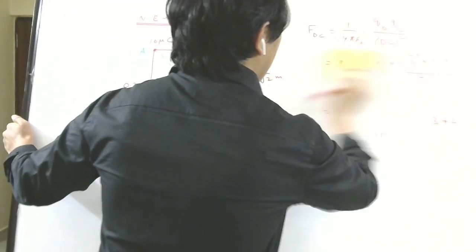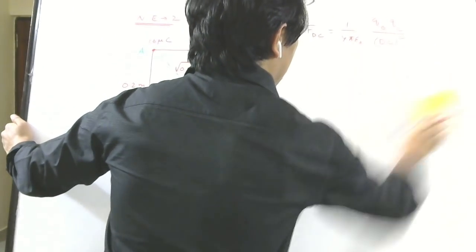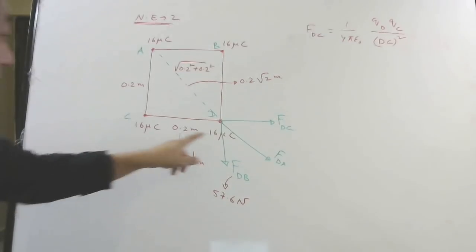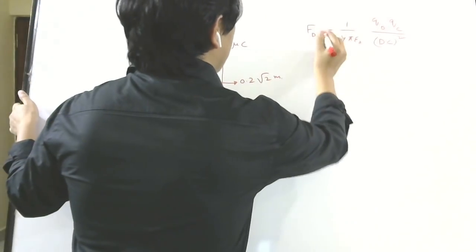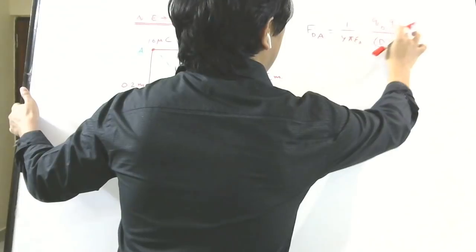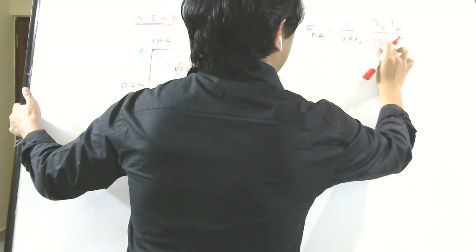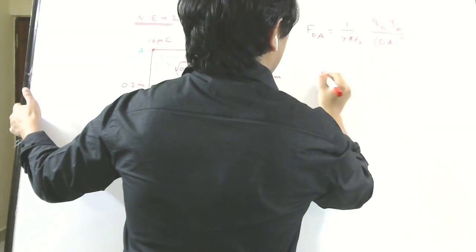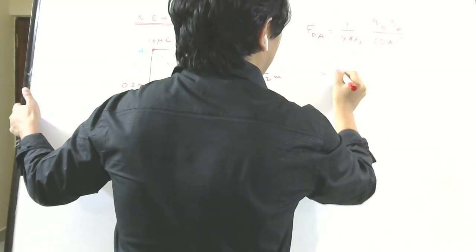So now I want to find the force on D by A. So this is D by A. So this will be charge at A, charge at D. Look carefully. This is how much? 9 into 10 power 9.